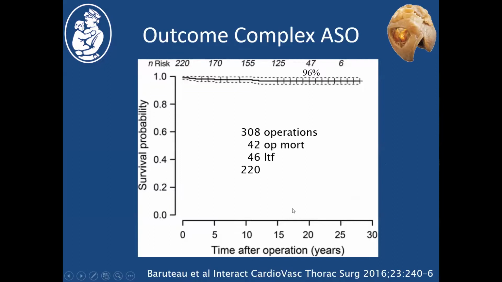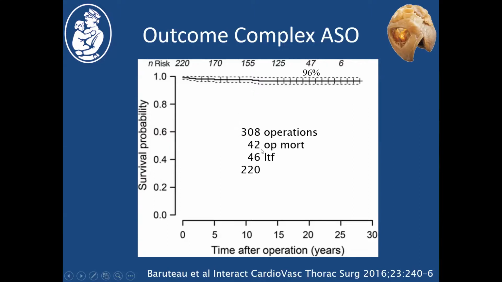These are fairly long-term data from Marie-Lannelongue Hospital in Paris, where they started doing arterial switch operations relatively early. This was based on a group of patients who underwent surgery up till about, I think it was 2015. There were 308 operations. These were all complex switch operations. That means VSD, left ventricular outflow tract obstruction, right ventricular outflow tract obstruction, coarctation, some other complicating feature, not just either a VSD or intact septum.